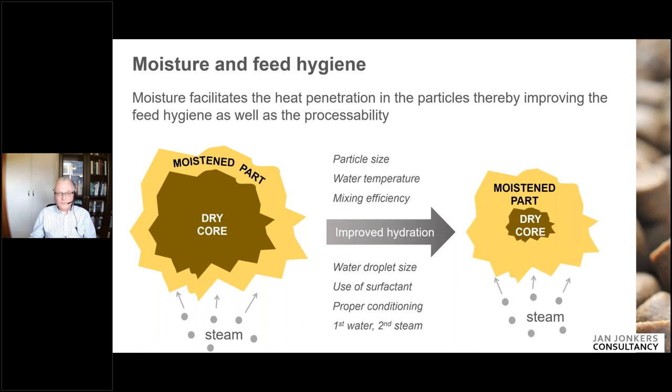And then if you have some of all of these parameters in place, then you can end up with a particle that has a higher amount of moistened material and a smaller amount of this dry core, or even no dry core anymore. And then it's much easier for the steam to cook the complete particle and to have a better hygiene in the process, and it's much easier to process the whole mix of particles.